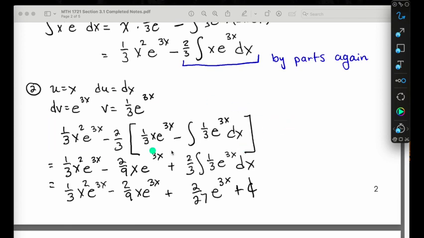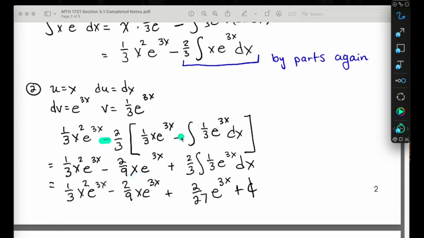Okay, now we have everything set up, and now from here, we just have to clean it up and finish the integration. So this was this piece from up here, that from the first time. I'm going to carry it down. I am going to distribute this -2/3 here and here. So when I take -2/3 times 1/3 here, I get this 2/9. And then, of course, I still have the x e to the 3x right here.